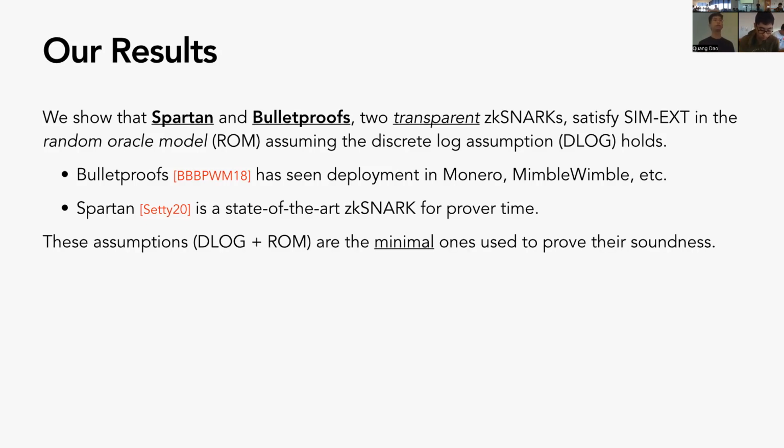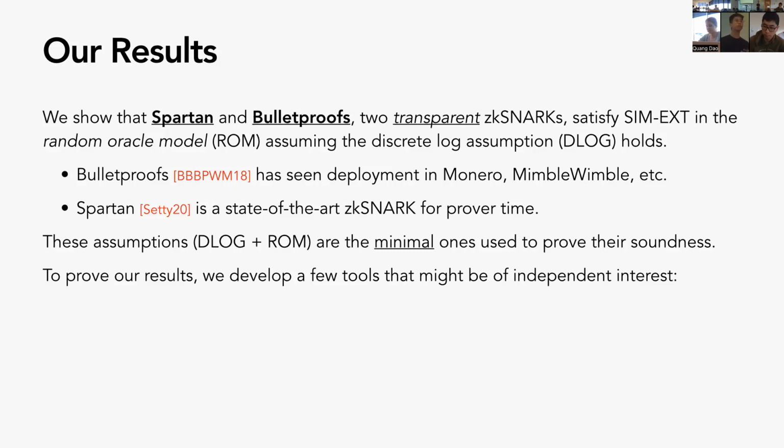And also, as I mentioned, the assumptions that we base our proofs on are discrete log and the random oracle model. These are minimal in order to prove that these proof systems are secure or just sound in general.